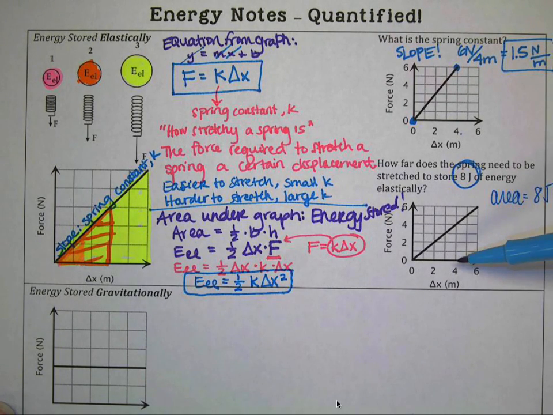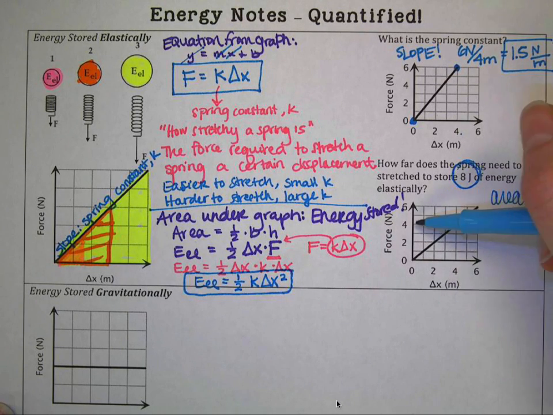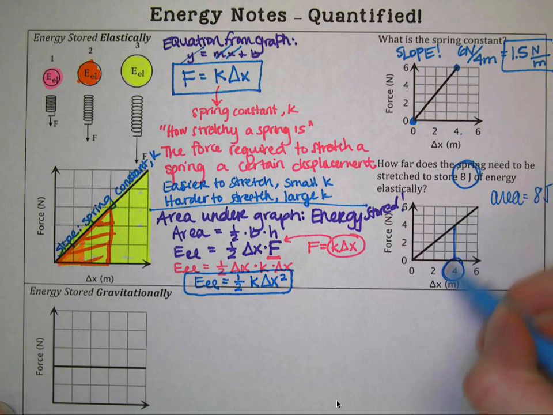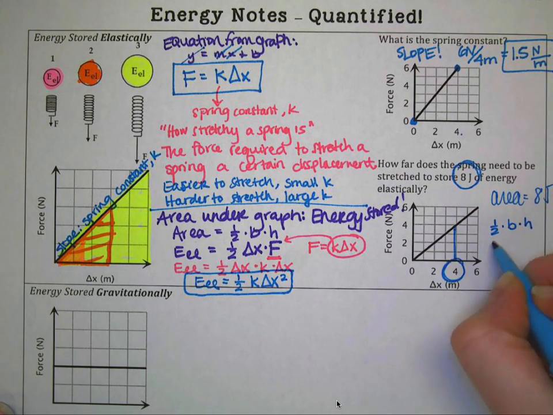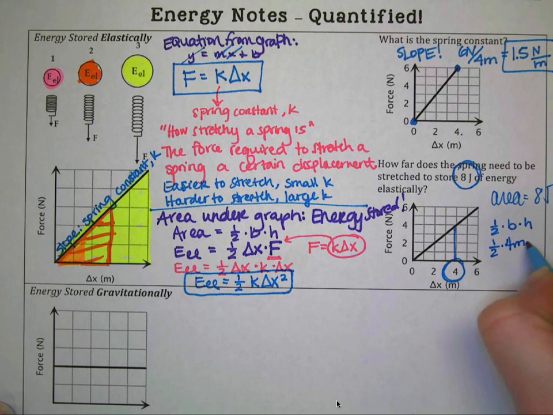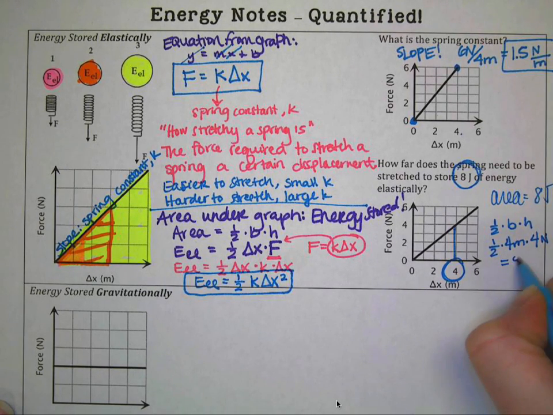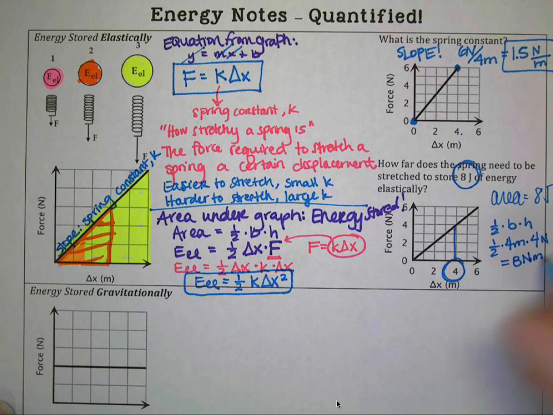This is a little bit trickier. It's an easier problem. It wouldn't be given to you for something with such a decimal. That would be hard to figure out. But graphically we can see that at a displacement of 4, 1/2 times base times height, 1/2 times 4 meters times 4 newtons is equal to 8 Newton meters. So that is the area that would get you 8 joules, the displacement of 4 meters.